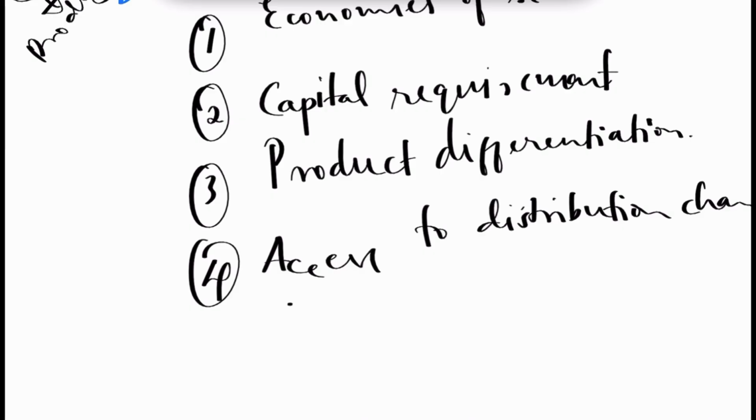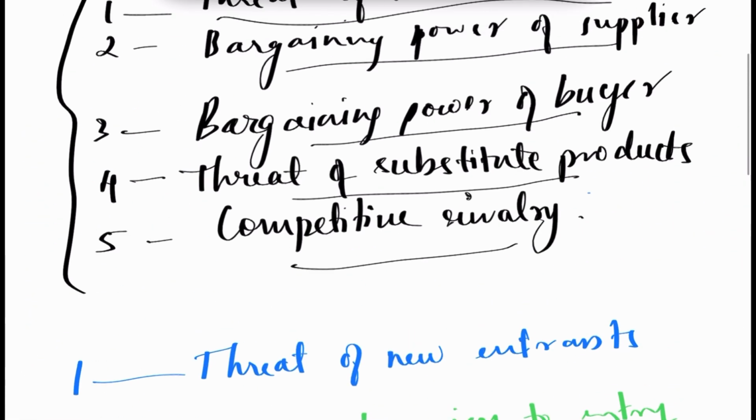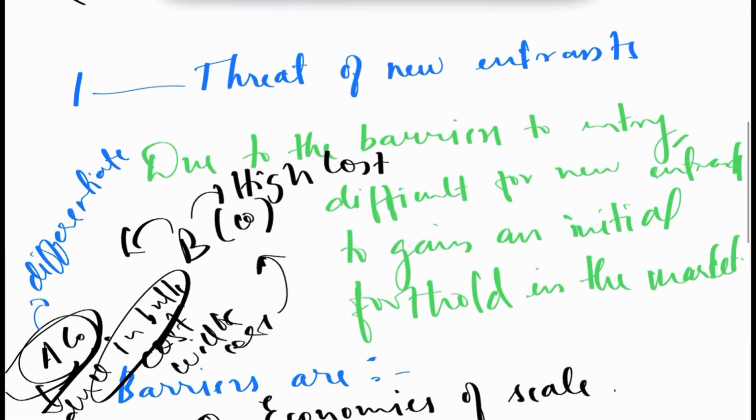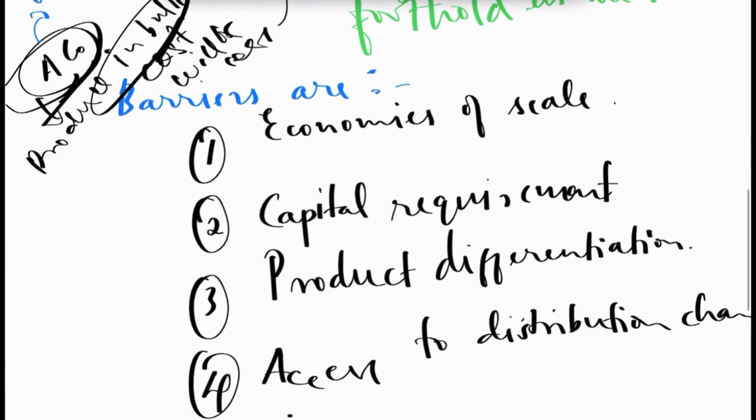Then access to distribution channel will be restricted to the new entrants, as the established companies are close with the dealers, who do not accept any third person's products. Some deal will be there. So these are a few barriers to entry which the new entrants will face.